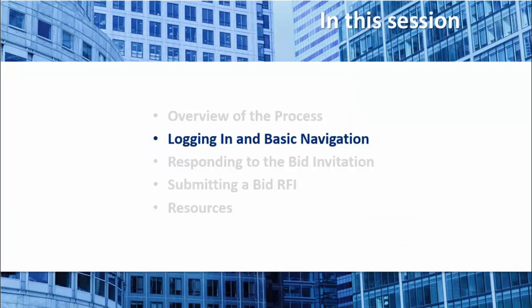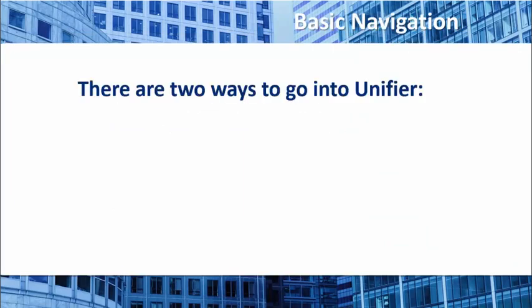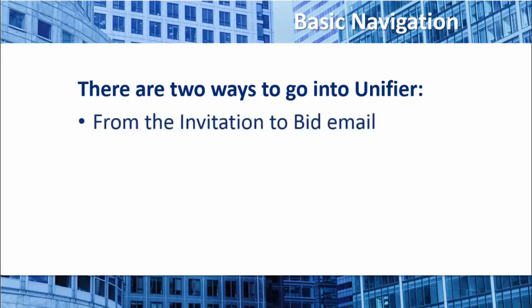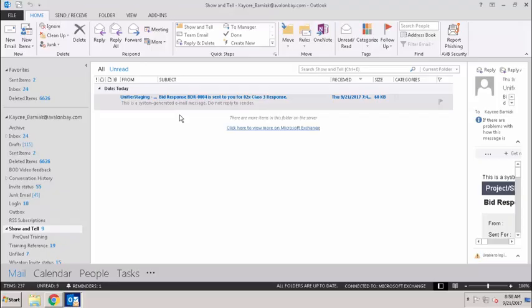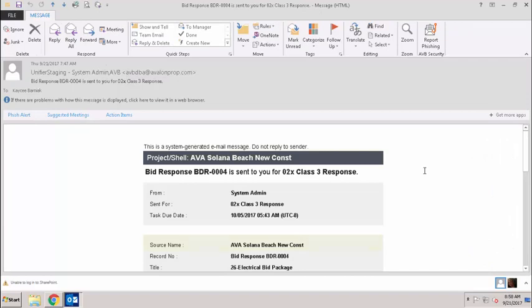And that brings us to logging in and basic navigation. There are two ways to go into Unifier. The easiest is by utilizing the link found in the bid invitation email that was sent to you. Let's take a look at an example. Once we open this email, we're able to see which project we're being asked to bid on and what specifically the bid package is for.